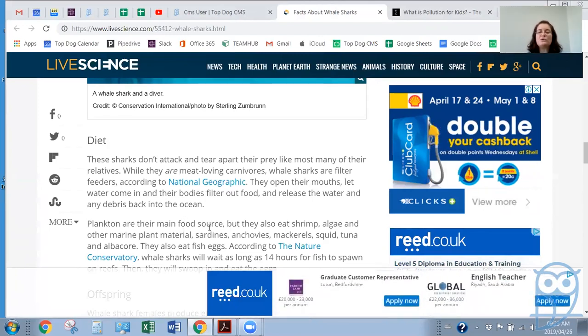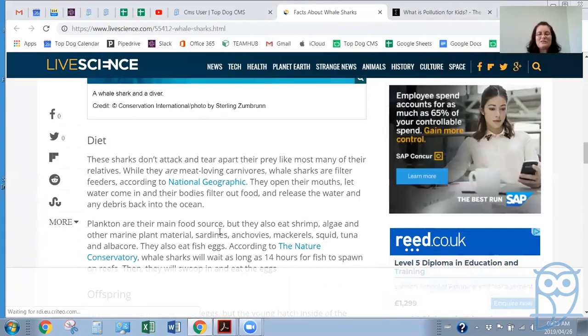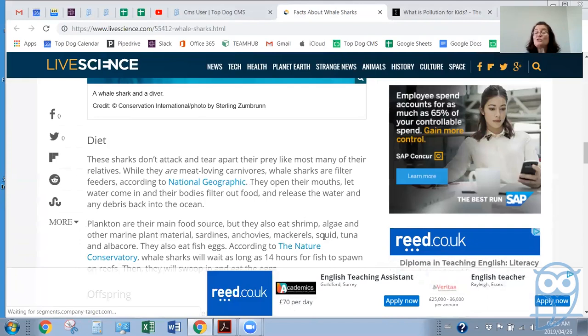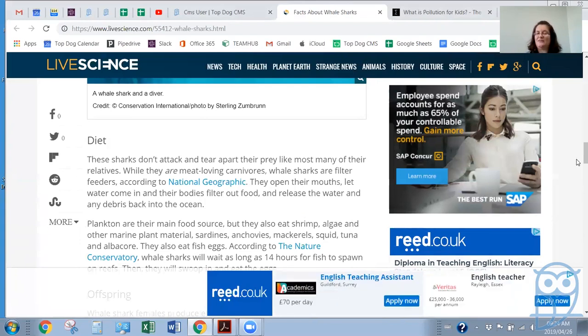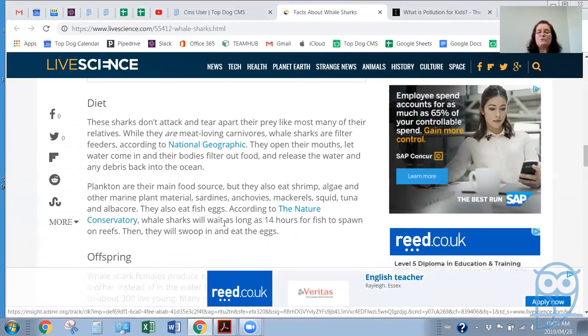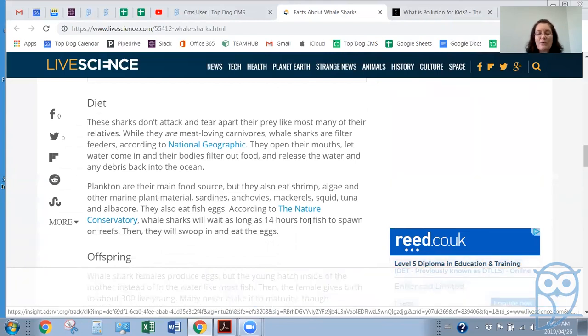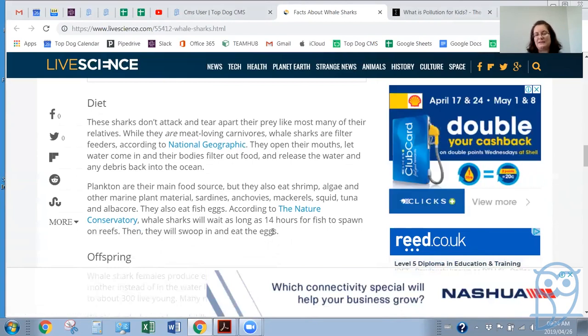Plankton are their main food source, but they also eat shrimp, algae, and other marine plant material, sardines, so very small fish that probably just come in with the water when they're filtering the water, sardines, anchovies, mackerels, squid, tuna, and albacore. Okay, so they all get sucked in. They also eat fish eggs. Okay, this is interesting. According to the Nature Conservancy, whale sharks will wait as long as 14 hours for fish to spawn on reefs. Then they will swoop in and eat the eggs.